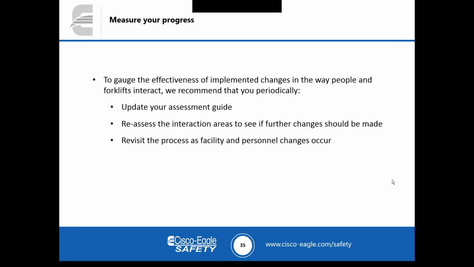Second, you'll want to review the interaction zones that your team worked on to see if further changes should be made. This step is a key one, as new factors that you didn't see the first time you reviewed those interaction zones could occur that would make the need for further change in that zone a priority.